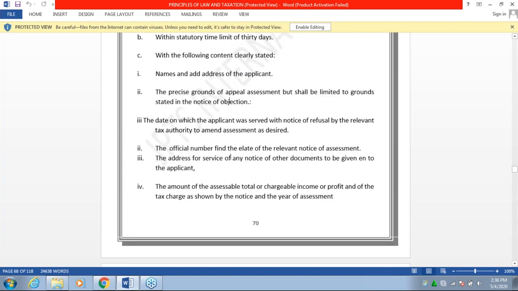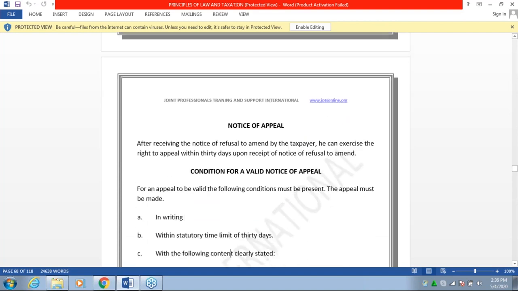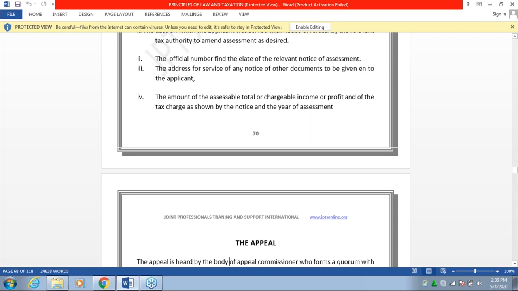Now, before we round up for today, we will start from the appeal next class. But before we call it a day for today's class, I want to give you the assignment for you to submit before next class. Now, discuss the concept of the Joint Tax Board, putting into consideration the Nigerian tax law. That is question number one.